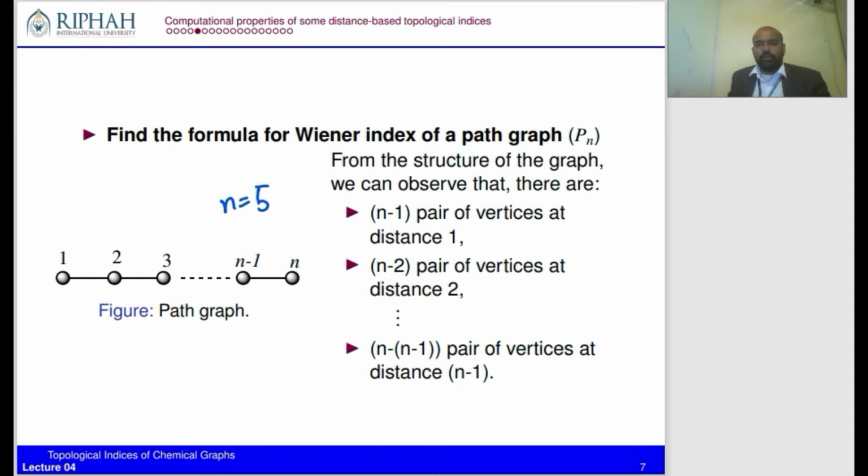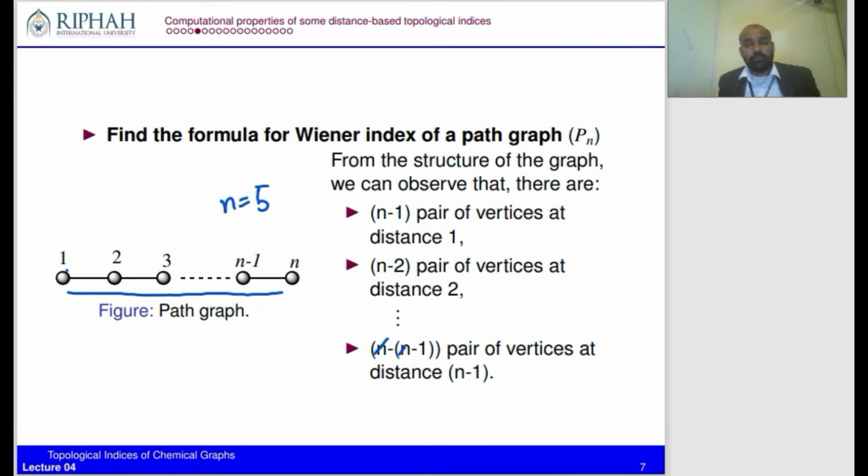Now, in this way we generalize this and find that there is exactly 1 pair of vertices which are at distance n minus 1. So here we cancel 1 into n. We have only 1 pair of vertices which are at distance n minus 1. So I will summarize again in the path graph.